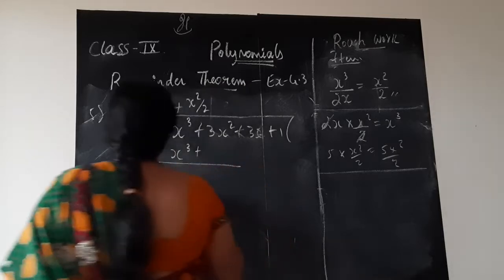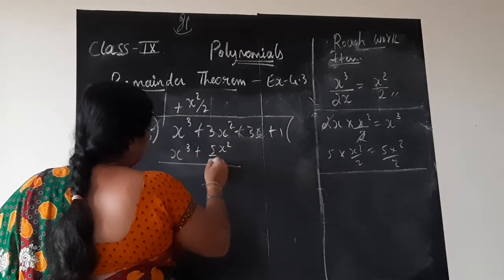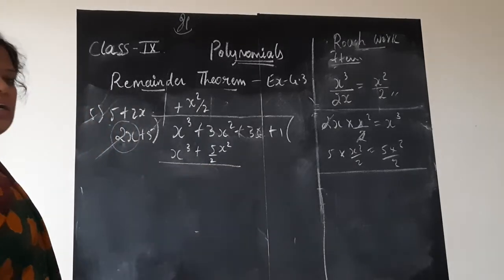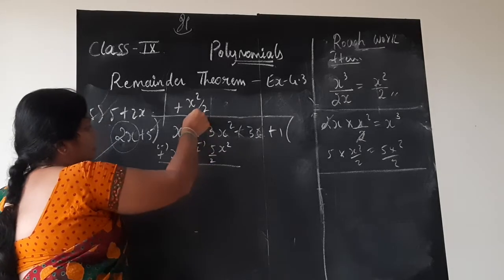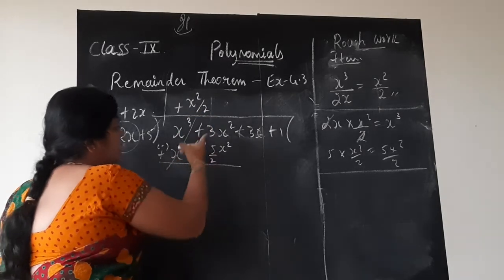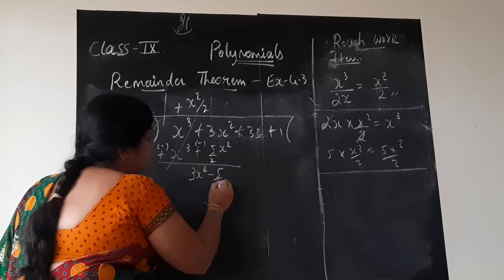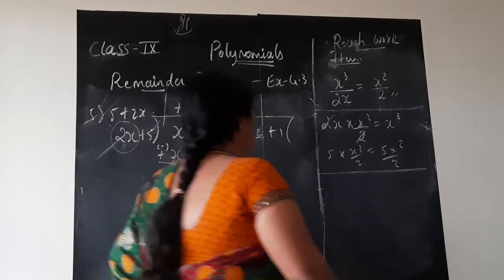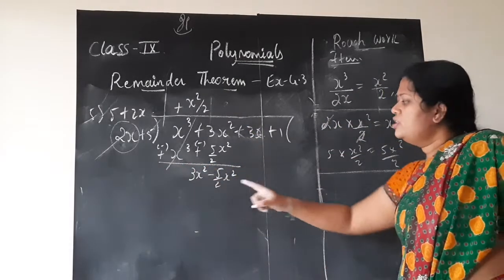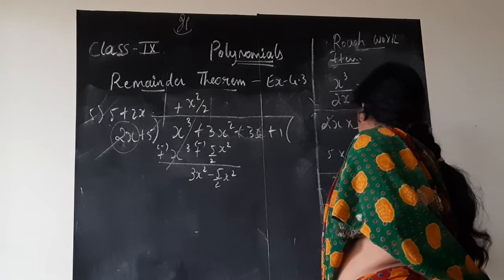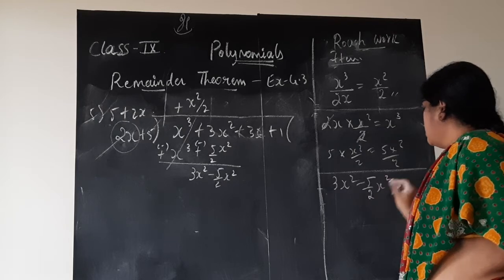So many calculations we are doing for the first step. 5 into x square by 2 is 5 by 2 x square, which you can write directly. Here plus changes to minus, plus changes to minus. Plus x cube minus x cube gets cancelled. Here we have plus 3x square and minus 5 by 2 x square. I cannot keep this term like this and find the quotient, so first I simplify it as I did for the previous problem: 3x square minus 5 by 2 x square.